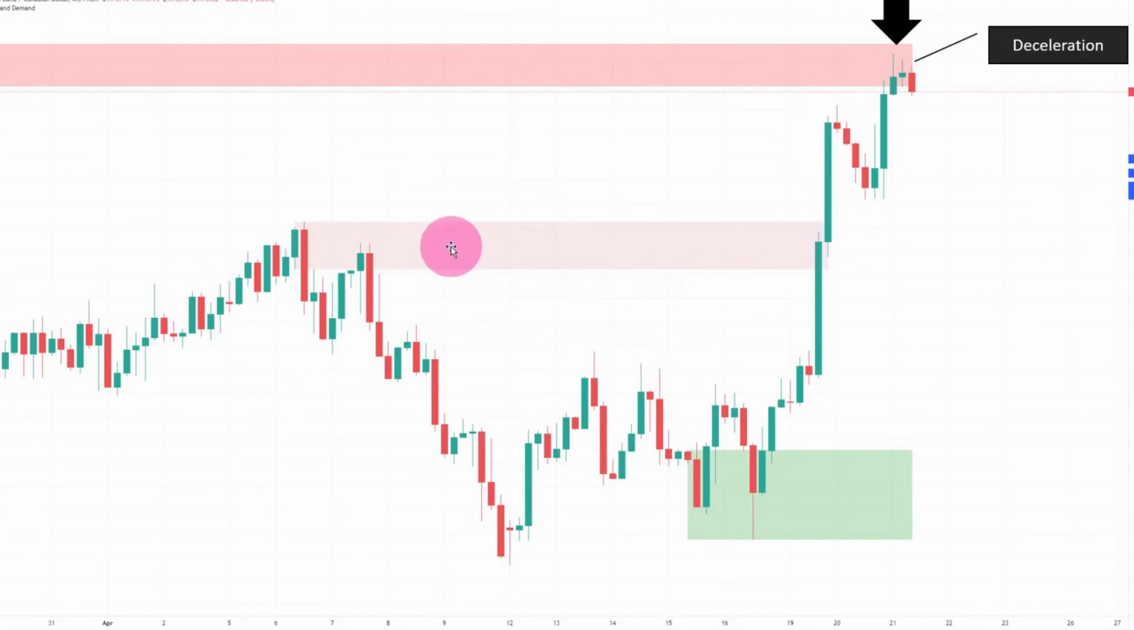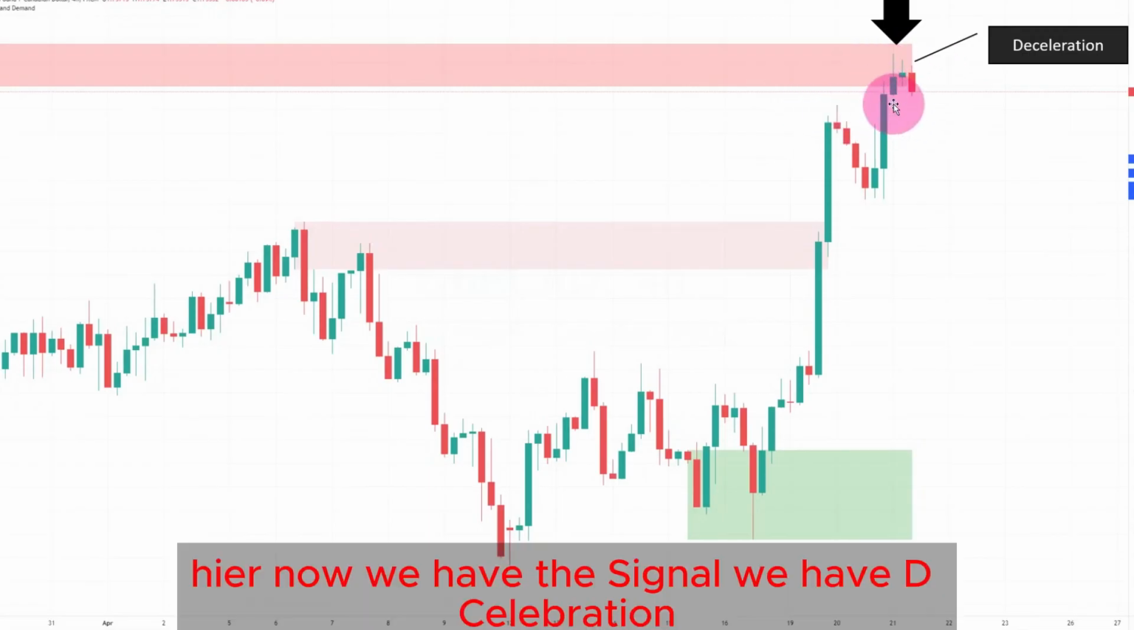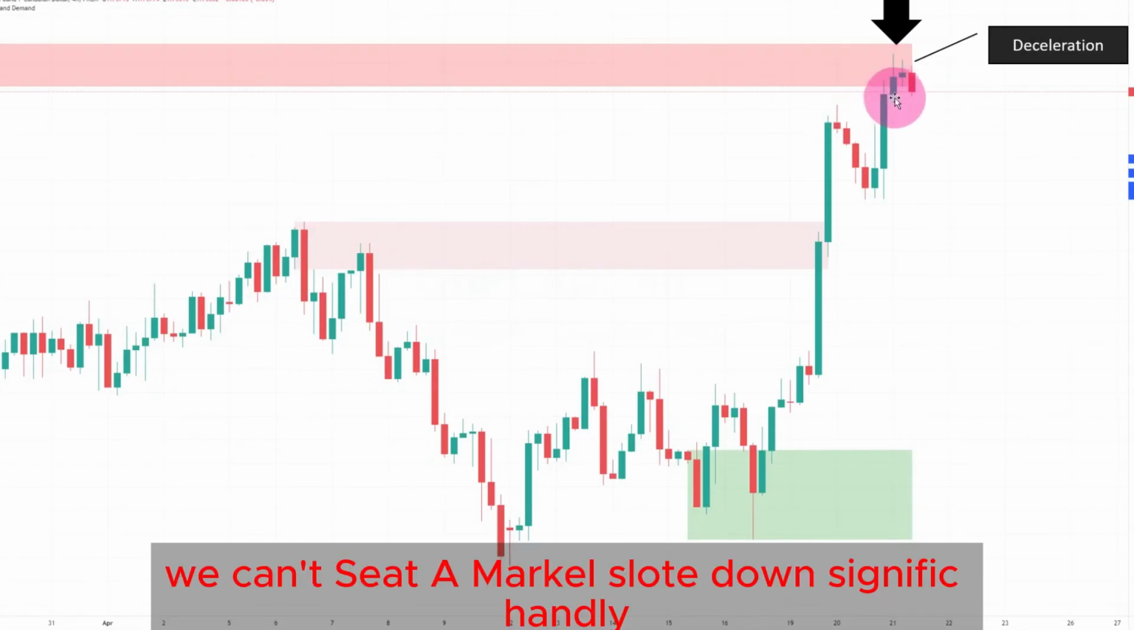So we don't just trade supply and demand zones blindly, which is very important for any topic and any concept, whether you use support and resistance, whether you look at the previous highs and lows. You never trade them blindly. You always want to wait for some other type of confirmation or signal around it. Here, now we have the signal. We have deceleration. You can see that the market slowed down significantly.